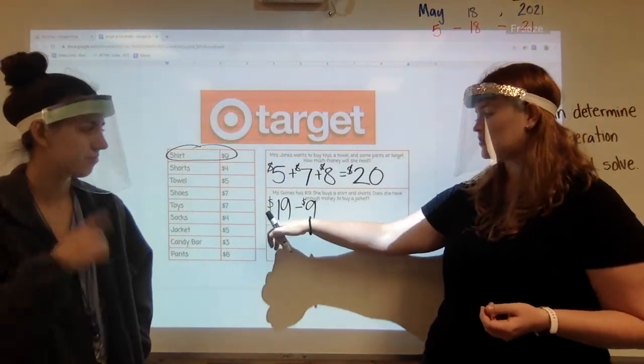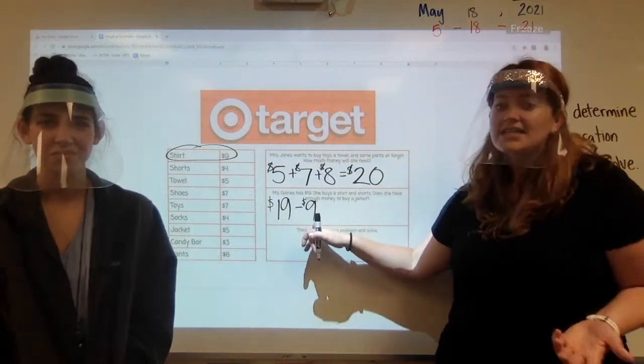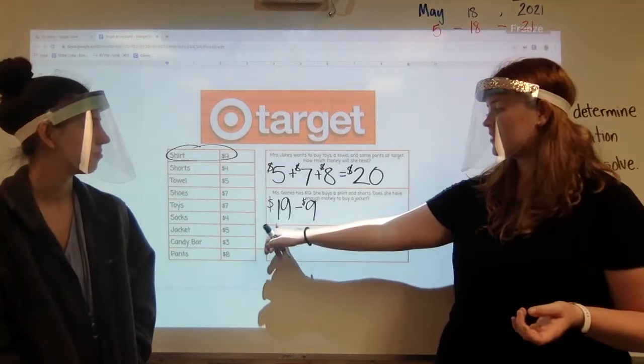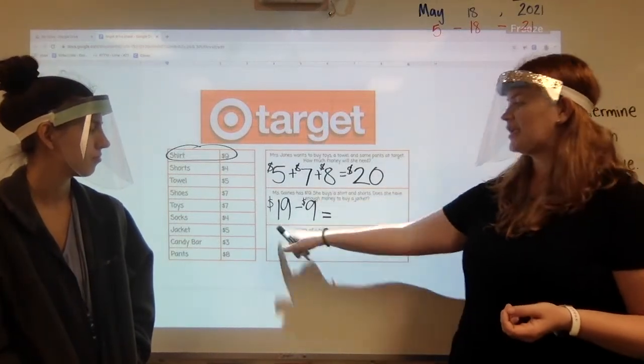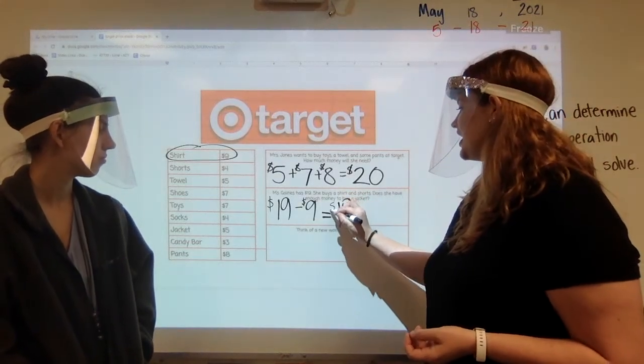This number has 1 ten and 9 ones. And this number has 9 ones. I'm just taking my ones away. So I'm going to be left with 1 ten. So 19 minus 9 would be 10. Okay, so now she has $10.